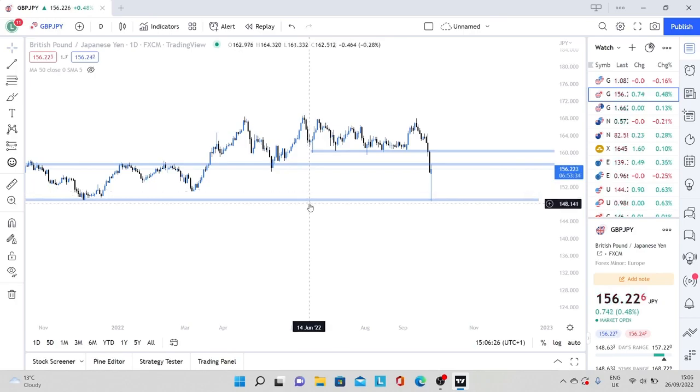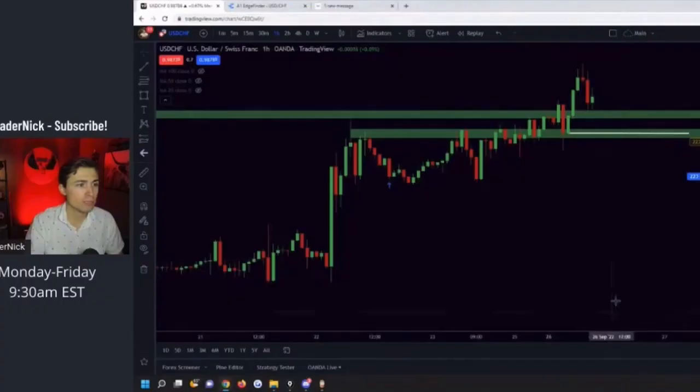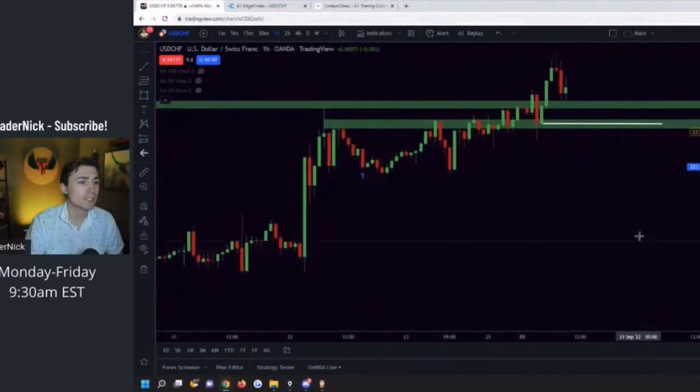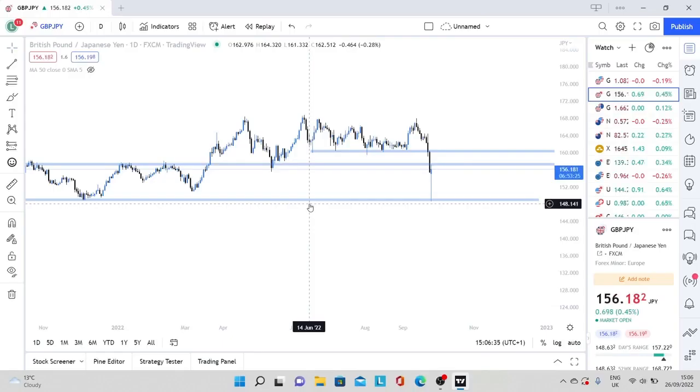I know some people like to trade with quite wide zones. I know Trader Nick, for example, trades with quite wide zones. I'm not really a fan of that. I like to trade with quite small sniper zones, and that's just my preference. His preference is slightly wider zones, my preference is slightly smaller, precise sniper zones.